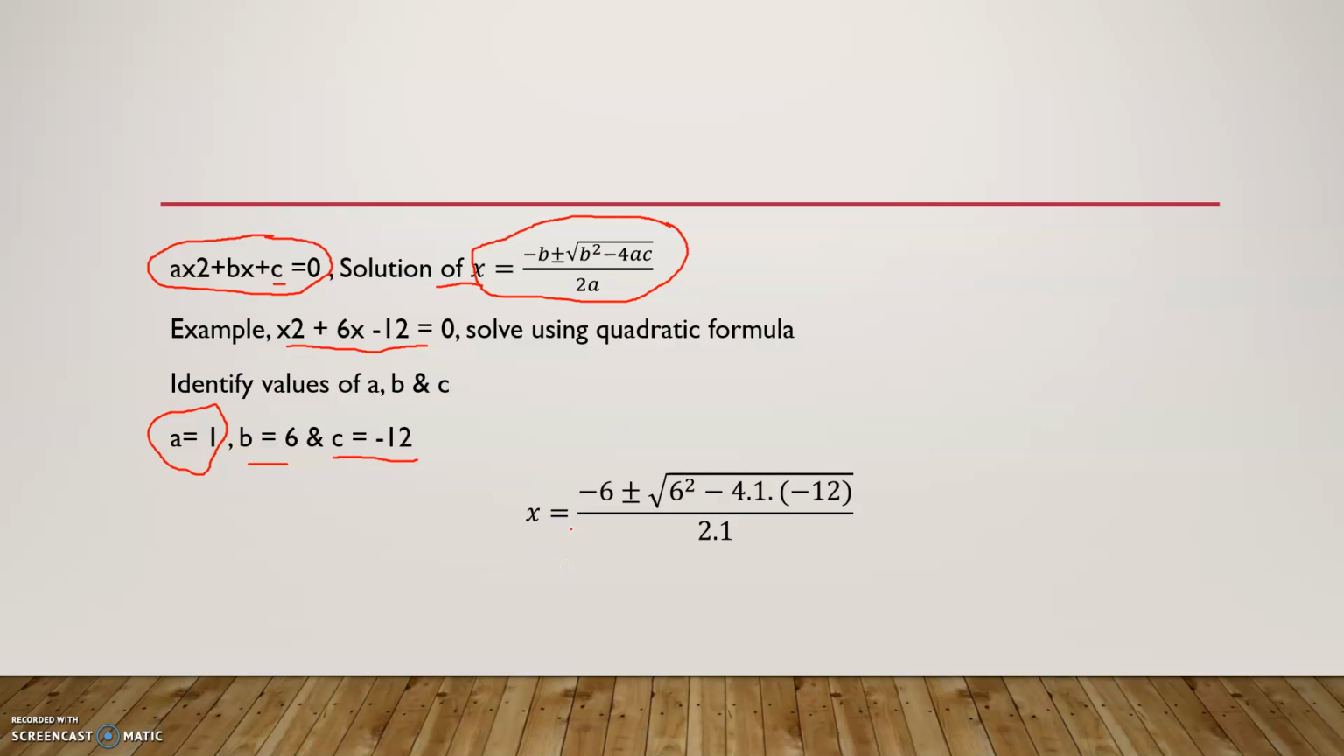So we'll have x equals, and we have minus b here, so instead of b we put 6. And then we have plus or minus the square root. Then we have b squared, so instead of b we put 6 squared, minus 4 from the formula. So we put 4 times 1, which is a equals 1, and then we have c, which is minus 12. And then we have 2a: we take the 2 from the formula, and a is 1, which is from here.